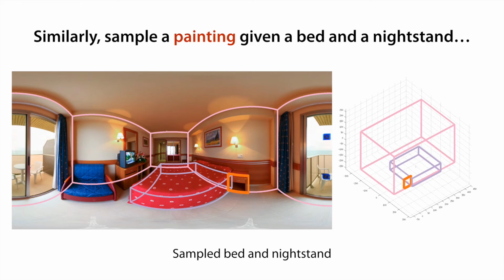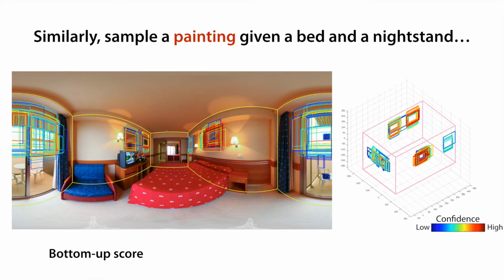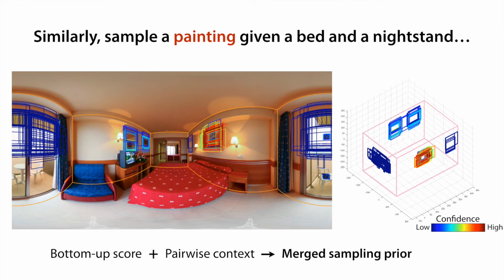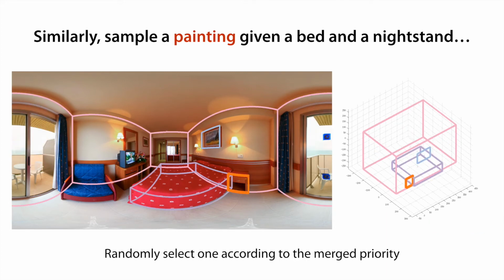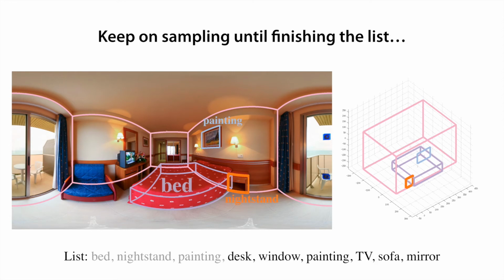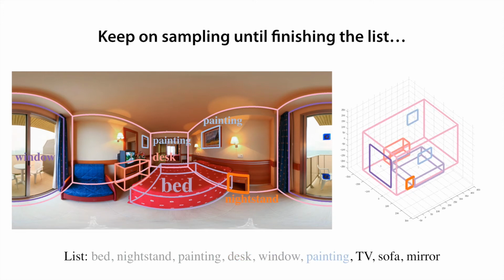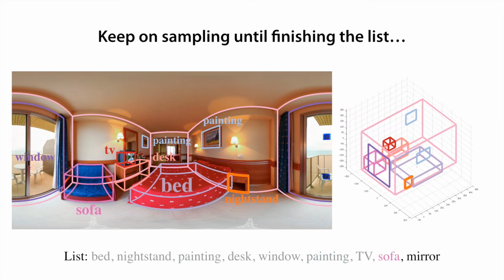We do the same thing to the third objects on the list, sampling a painting on the wall. Bottom-up confidence, pairwise context, merged score, and randomly select one. We keep on doing this for all the other objects in the sampling list to generate a whole room hypothesis. Desk, window, painting, TV, sofa, and mirror.